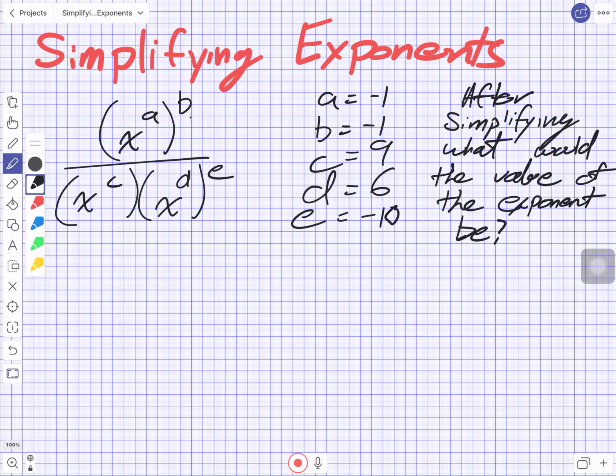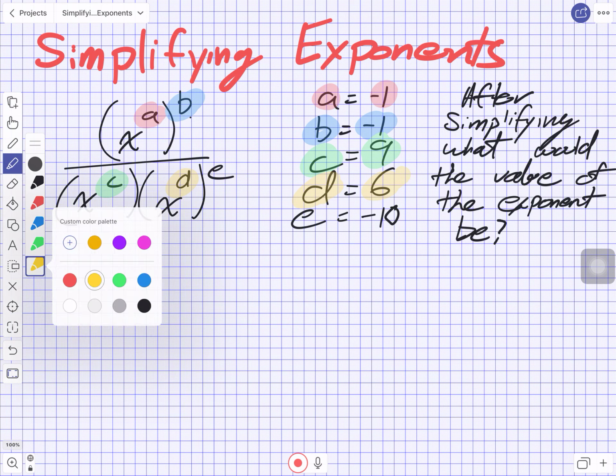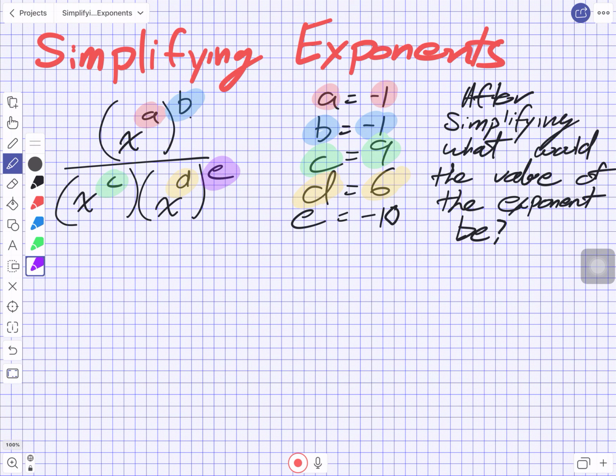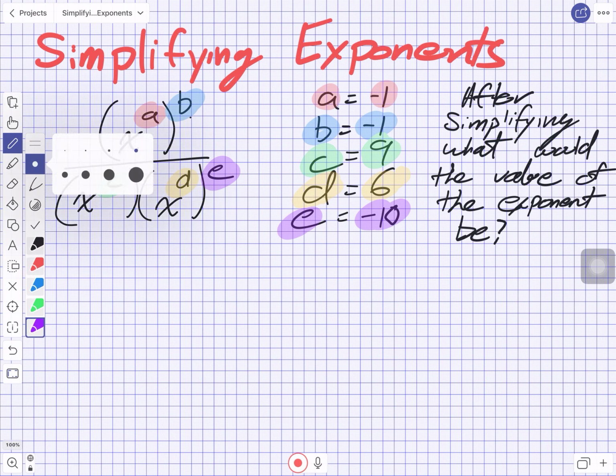So first thing I'm going to do is attach some things. Here, a is going to be -1, b is also -1, c is going to be 9, d is going to be 6, and I'll do purple for e. E is going to be -10. So I'm going to rewrite this.